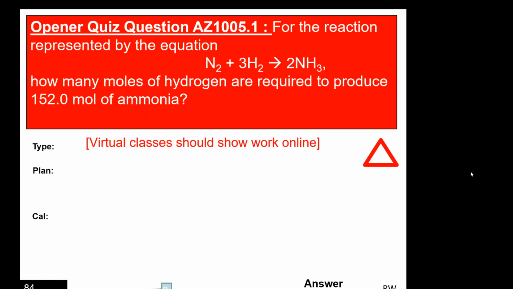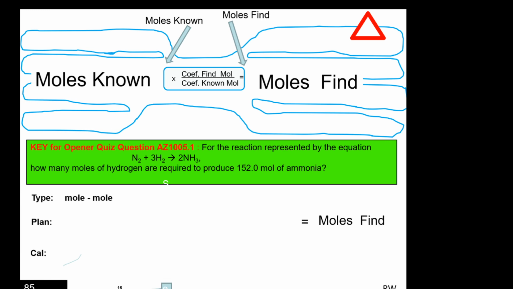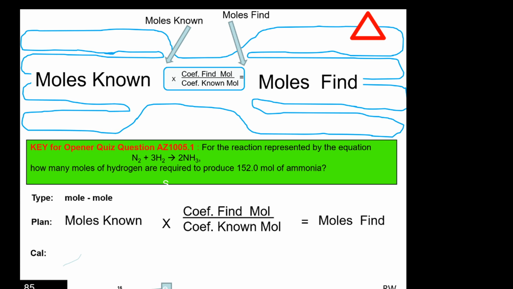Here's another quiz. We have nitrogen and hydrogen making ammonia. This time, we're asking you how many moles of hydrogen are required to produce 152 moles of ammonia. All right, so it's a mole-to-mole problem. To calculate the moles that you're looking for, you start with the moles that are known, multiply times the mole ratio. So your mole ratio, if you're trying to convert from moles of ammonia to moles of hydrogen, would have moles of ammonia in the bottom and moles of hydrogen up top.